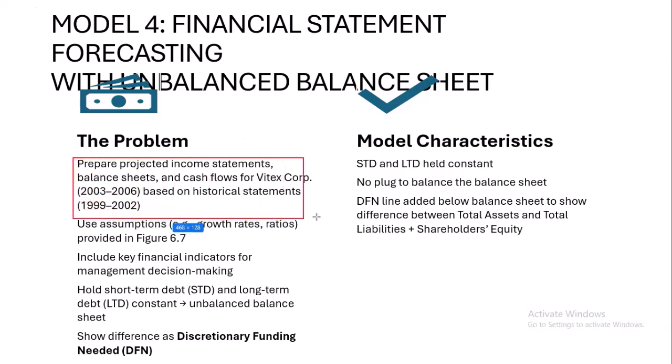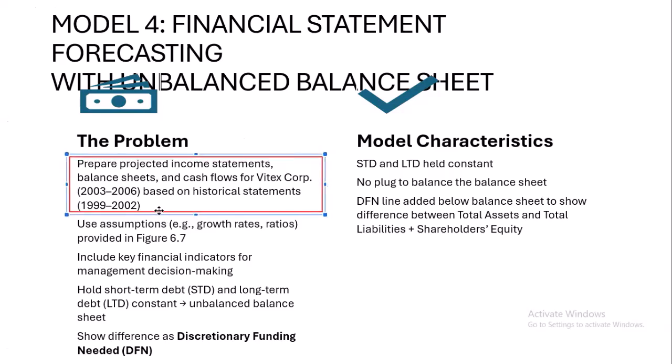So, the first thing we want to do is prepare a projected income statement, balance sheet, and cash flow for Vitex Corp based on historical statements 1999 to 2002. The previous 4 years, we will then create 2003 to 2006. So 2003, 2004, 2005, 2006. From the last 4 years, we'll forecast the next 4 years.